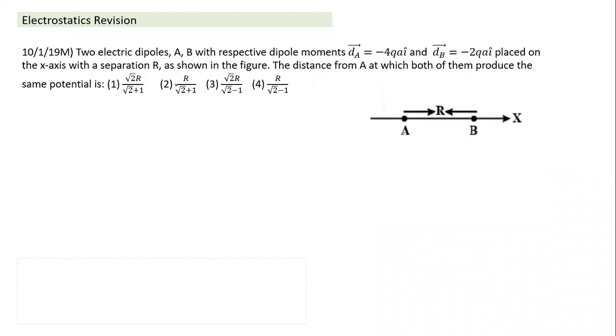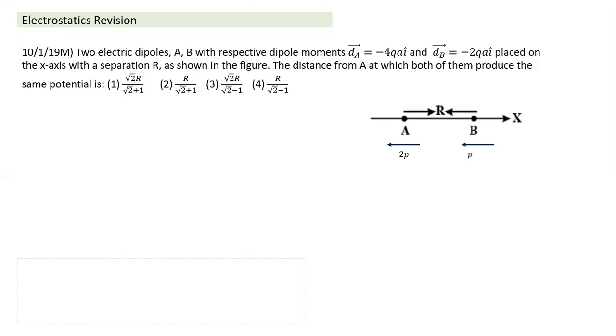Yeah, this question, I think I had done it last time also, but I'll do it quickly here. So the two dipoles A and B, the dipole moments are given, and it's very clear from the diagram. Both are directed along the negative x-axis, placed on the x-axis, and the separation is r. We need to calculate the distance from A at which both produce the same potential. So we need to find which is the point P at which both create the same potential, and the answer is in terms of r. This is how the question had come.